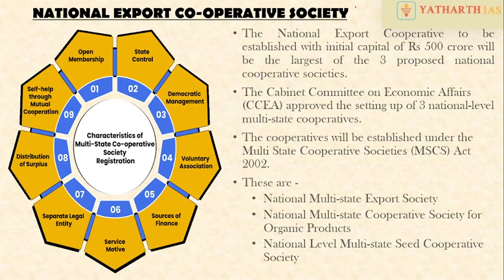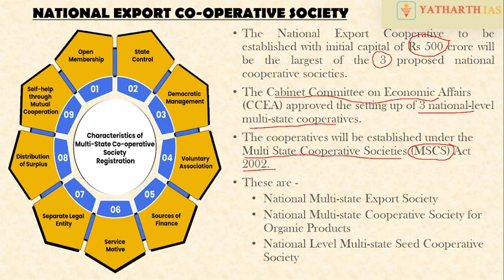Next is the National Export Cooperative Society. It was in the news because it is to be established with an initial capital of rupees 500 crore, and this will be the largest of the three proposed national cooperative societies. The Cabinet Committee on Economic Affairs, CCEA, approved the setting up of three national level multi-state cooperatives, and they will be established under the Multi-State Cooperative Societies MSCS Act of 2002.